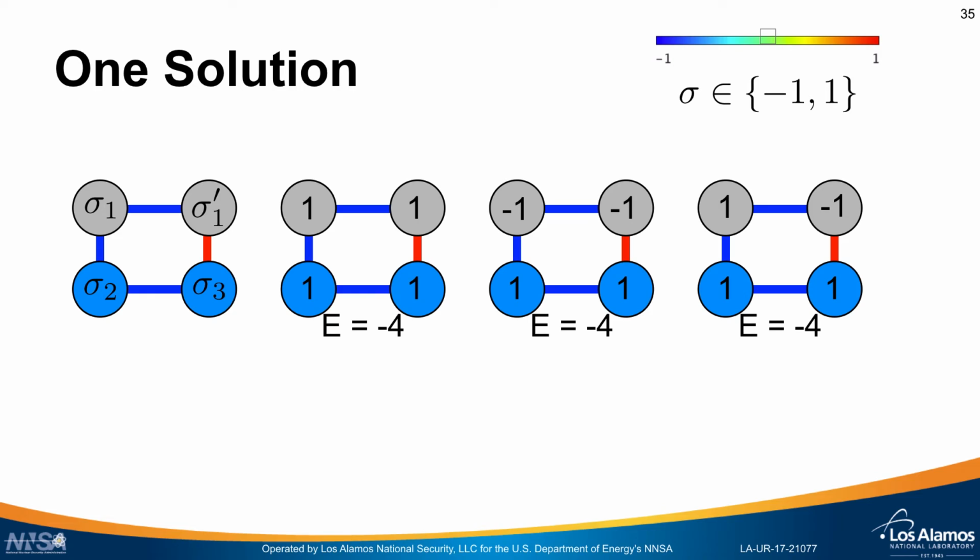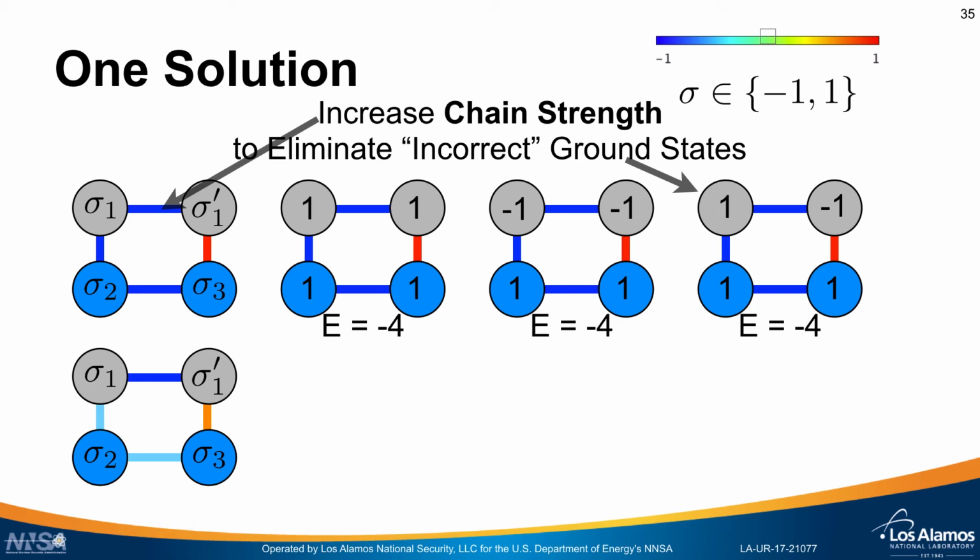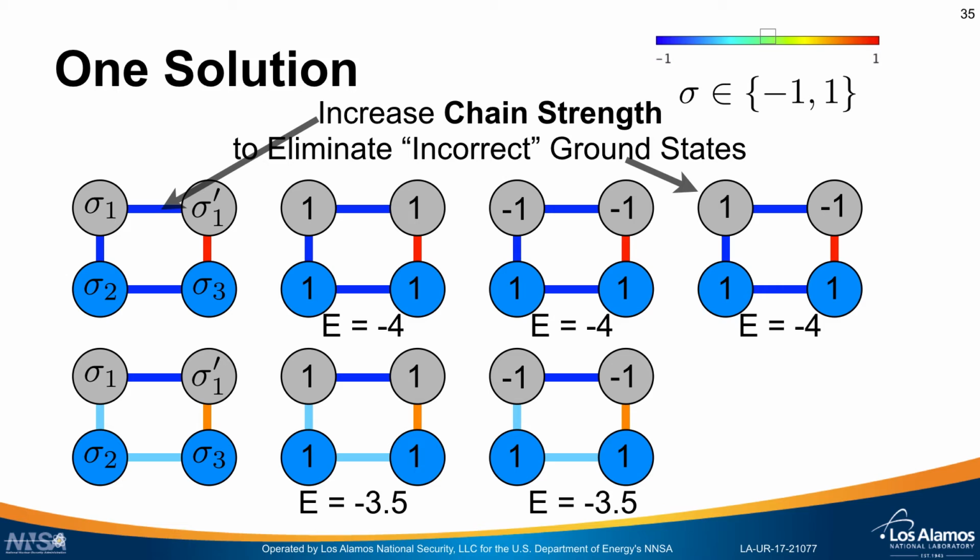So here's one particular solution to solving this problem. It's not the only one, but probably the most straightforward one. The idea is to increase the chain strength to eliminate incorrect ground states. So essentially what we're going to do is keep that chain at the strongest value it can be, -1, and we're going to make everything else in the problem a little bit weaker to compensate, to give it a stronger weight. Now you can see when we do that, we have two particular ground states which take the value -3.5, and we've eliminated that bad ground state we didn't like.